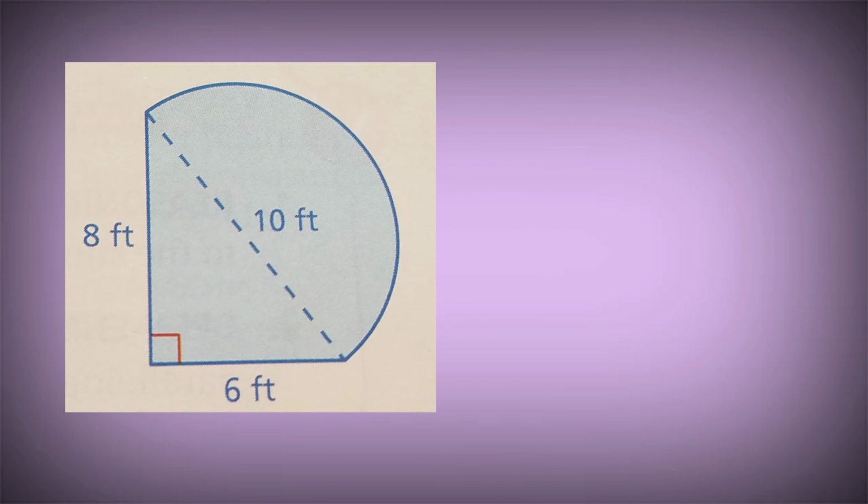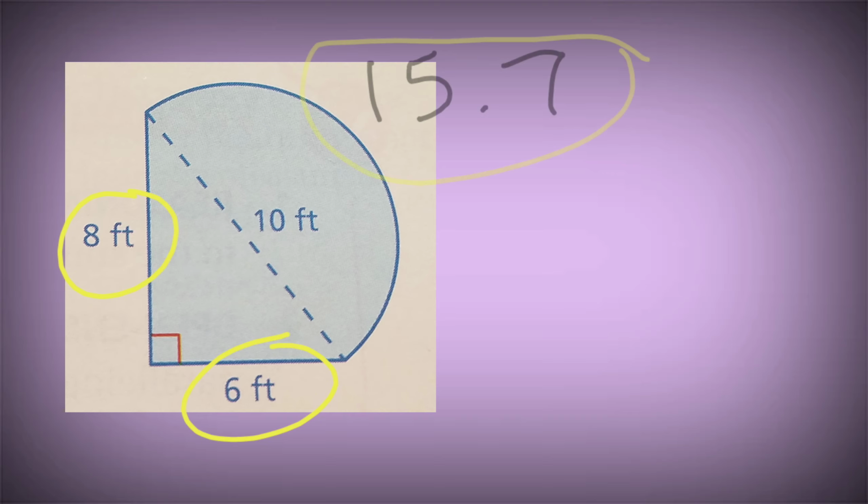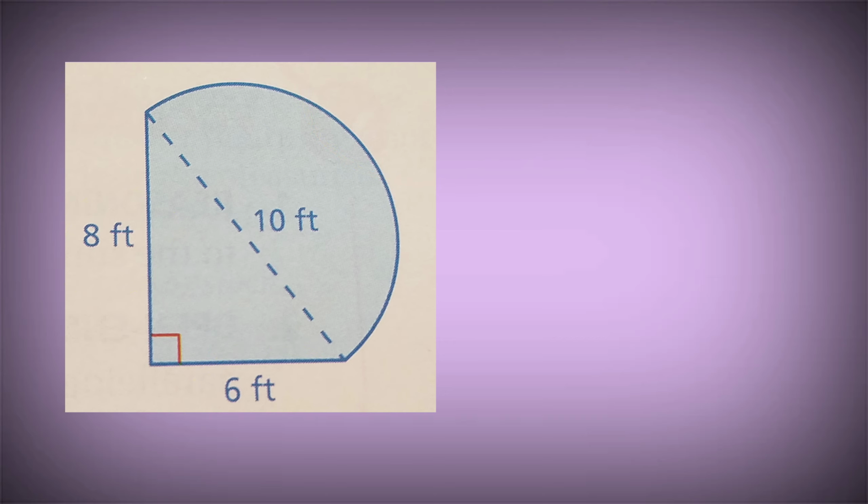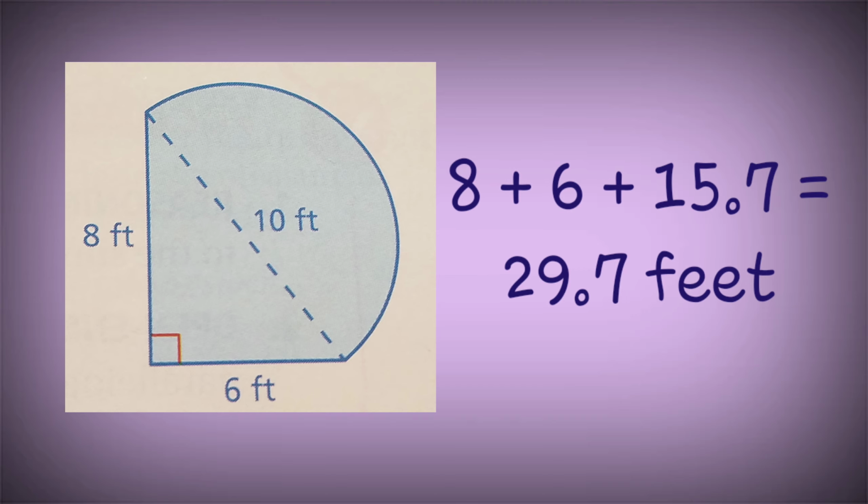Our very last step is to add together the total for the perimeter on the sides of the triangle, which is 8 and 6, and then we also add together our new circumference for the half circle, which is 15.7. Adding together the totals we figured out, 8 plus 6 plus 15.7 equals 29.7 feet.